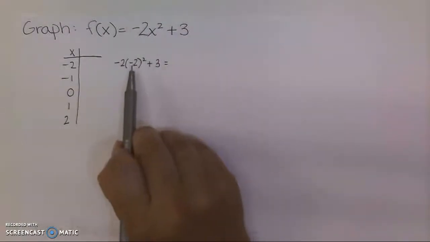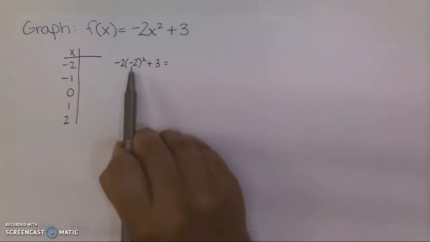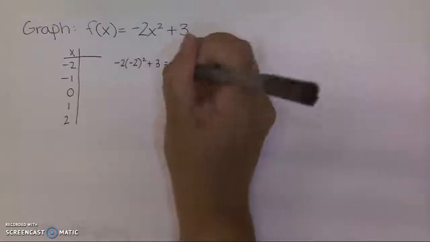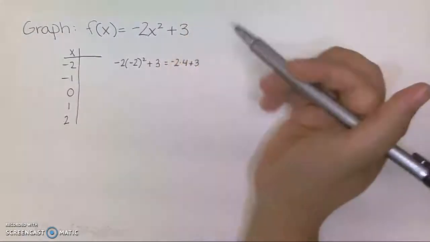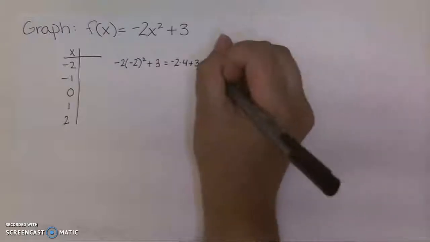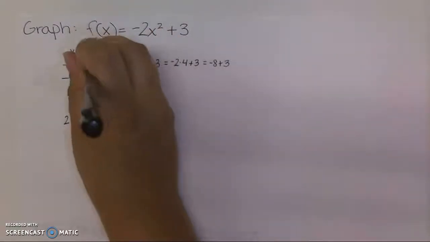So I'm going to follow order of operations. Order of operations says I do my exponents first. So -2 squared is 4. So I've got -2 times 4 plus 3. So that would be -8 plus 3, which is -5.